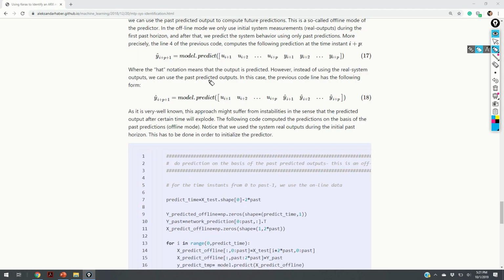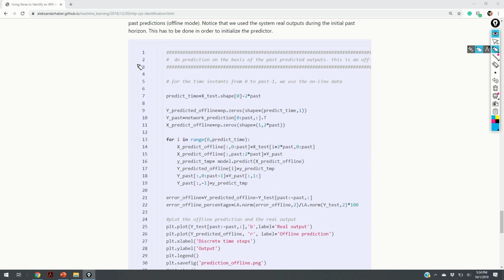One of the main reasons why the network is able to predict the system output with a high accuracy is that during the prediction, we always feed the true system output. So we always use these true system past outputs to predict the system output at a future time. Now, this is usually not realistic because the network should work offline. So we should use past predicted values to predict the future output values. These code lines are used to generate predictions on the basis of the past predictors.